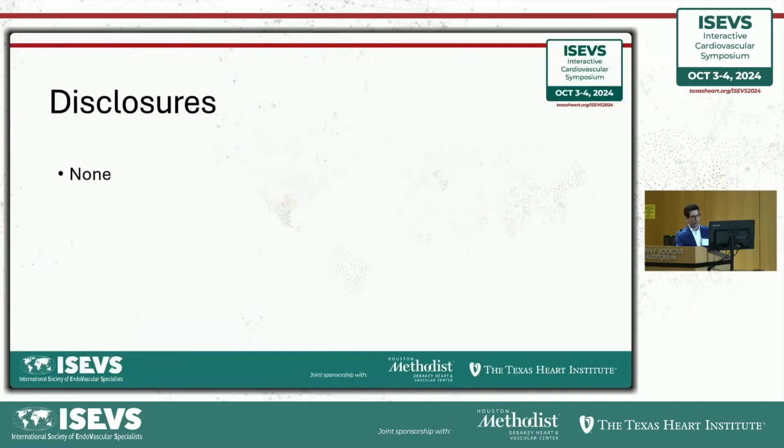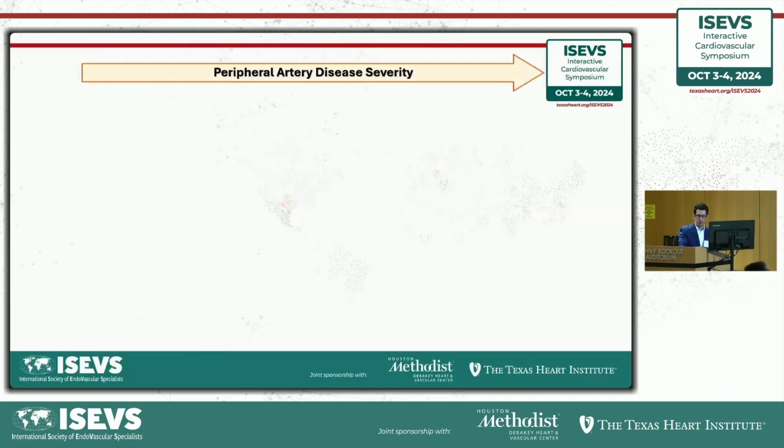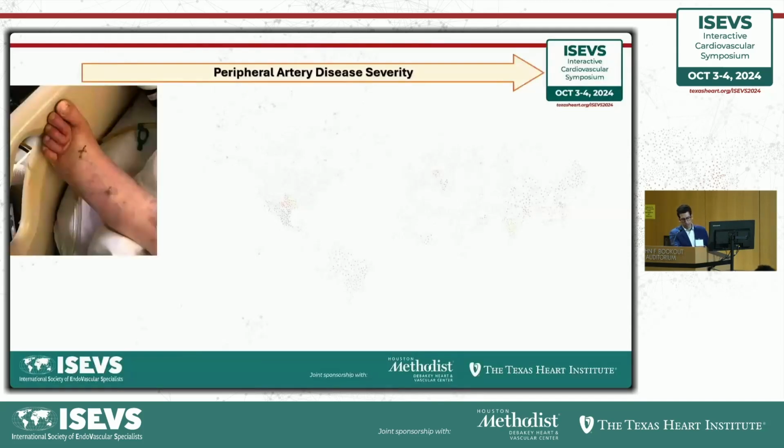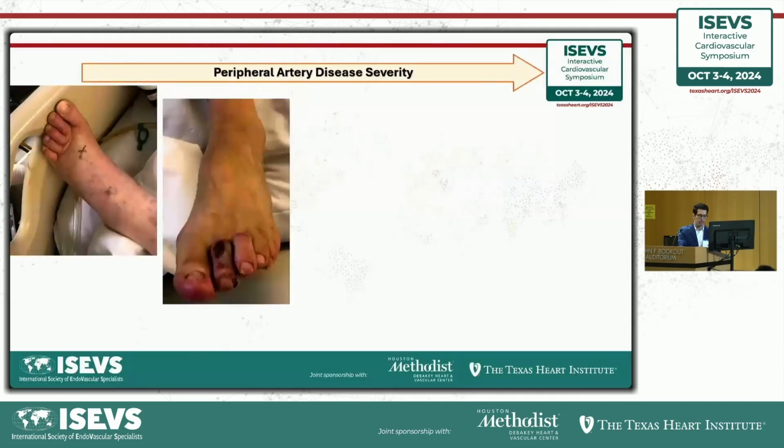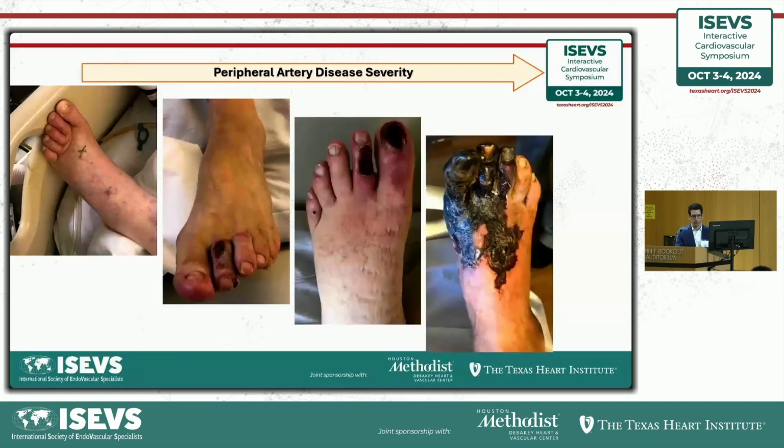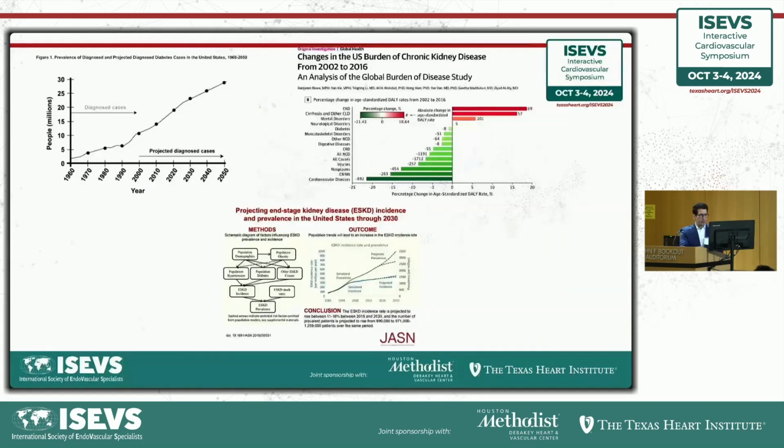I have no disclosures. As we know, peripheral arterial disease exists in a spectrum. We can have claudicants, rest pain, and as we increase in severity, wounds can grow extremely complex, like in this case, as you can see here. To add complexity to the problem, we know that diabetes and renal failure are on the rise, and this increases the complexity because this disease process affects the distal tibial arteries and makes revascularization even more complex, especially when they affect the pedal arteries.